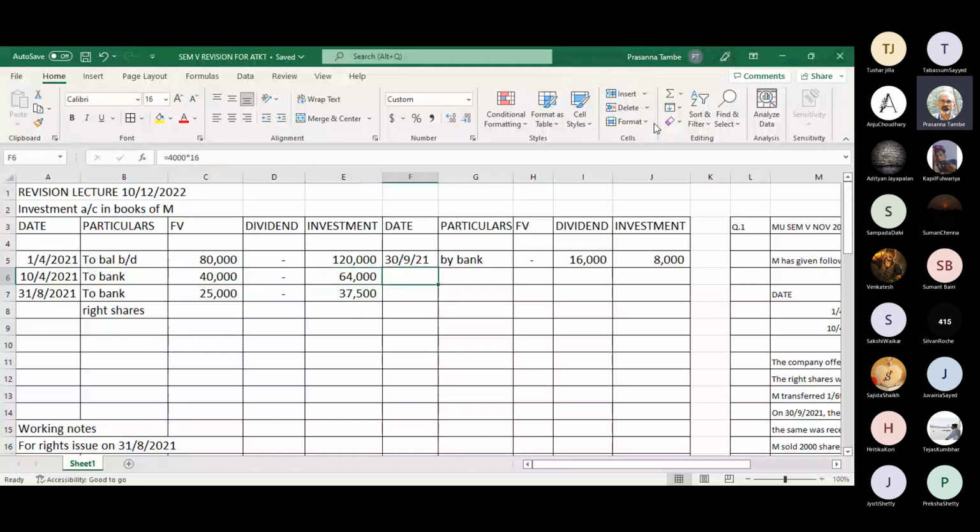So on 31st December 2021, there is an entry for sale. We have to enter the face value. We have sold 2,000 shares, so 2,000 multiplied by 10. That is the face value. There is no question of dividend. And our selling price is 50,000 rupees. So bank account debit to investment account is an entry for recording the sale.